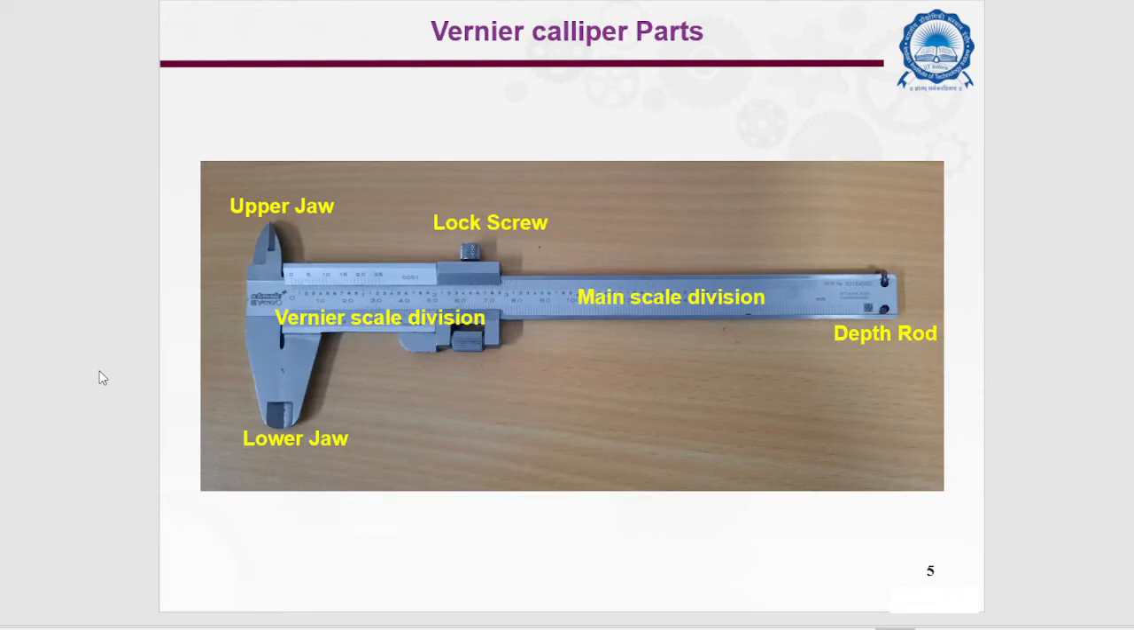So what are the vernier caliper parts? First is the main scale, second is the upper jaw and lower jaw, then the vernier scale, lock screw and depth rod. One by one we will discuss them.